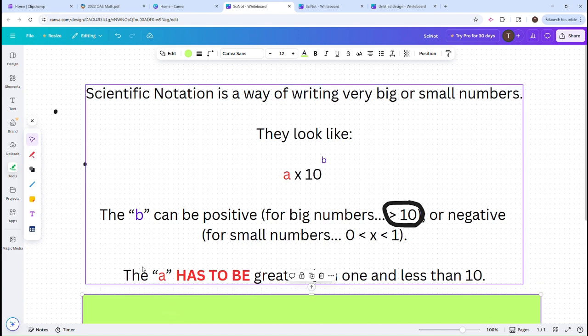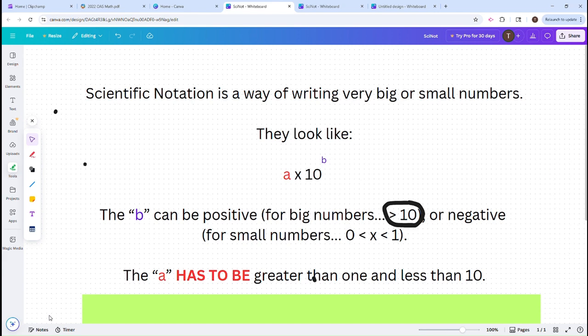Now, the a has to be greater than 1 and less than 10. I'm going to have to learn how to write with these boxes or stop using them, but a has to be greater than 1 and less than 10. Think about it. If it's less than 1, it's going to be a decimal. It's going to have a negative exponent, and we're dealing with a different type of number. Now, this a can't be 10, and it can't be larger than 10.